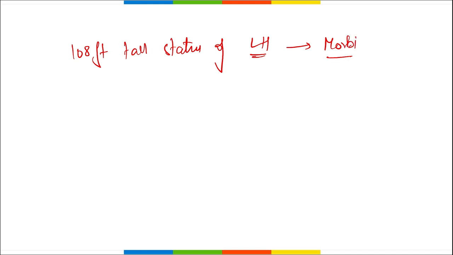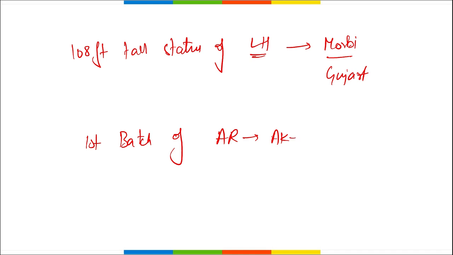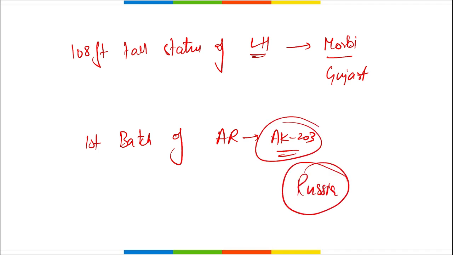Then, where is the 108 feet tall statue of Lord Hanuman? This is at Morbi. Where is Morbi? Morbi is in Gujarat. The first batch of assault rifles, that is AK-203, was procured by India. They were procured by India from which country? Russia delivered the first batch of AK-203 assault rifles to India. Around 20,000 to 25,000 rifles were there.